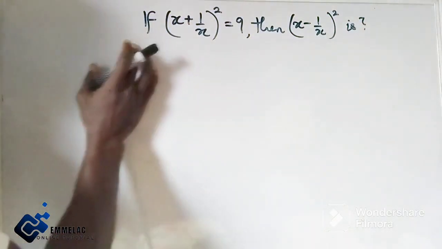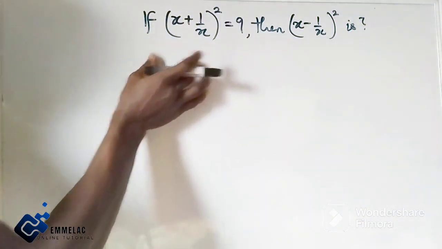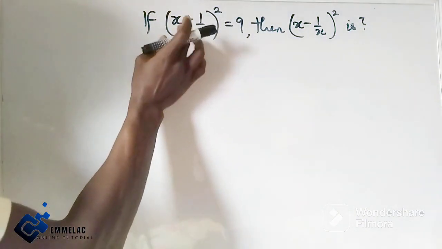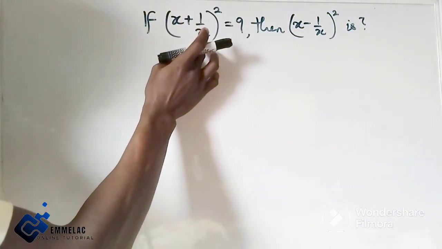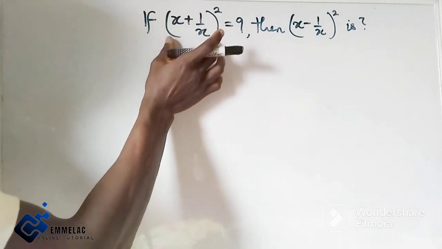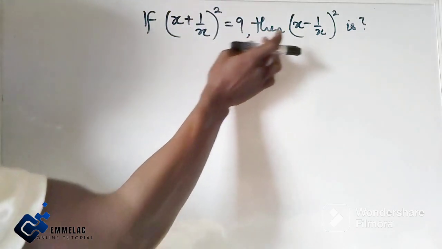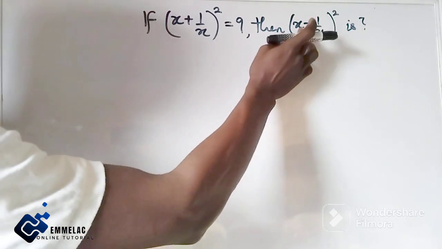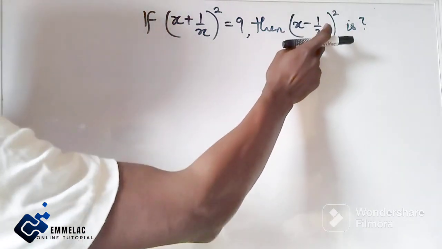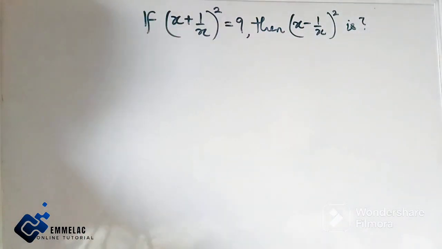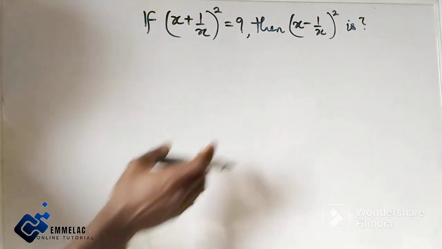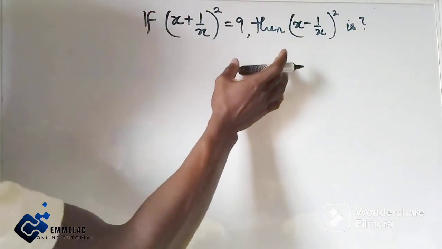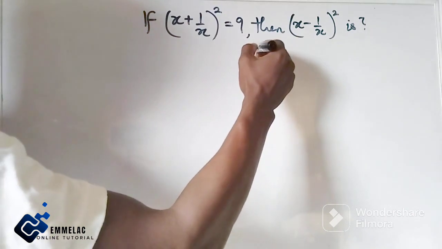Let us see how we solve this expression: if (x plus 1 over x) all to the power of 2 equals 9, then what will be the value of (x minus 1 over x) all to the power of 2? Now first of all, let us recall this algebraic relationship.